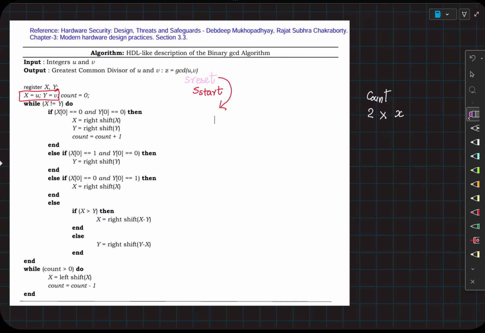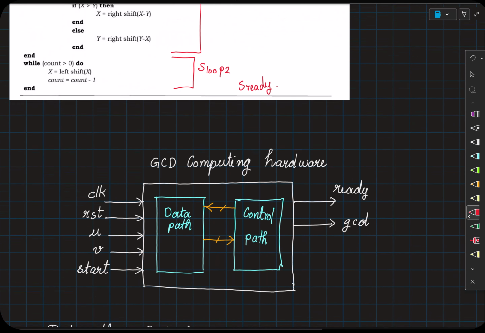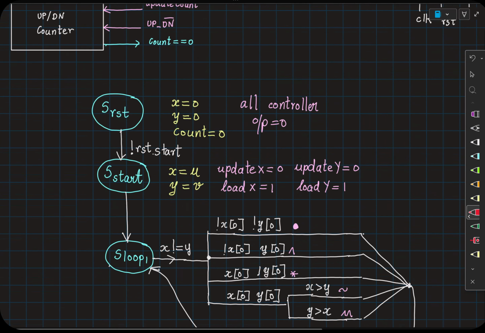So then let's say we have the reset state, and after that we said we will call this whole loop our loop 1. So S loop 1. Then this whole thing as our S loop 2. And if your result is ready, we are going to move to another state called S ready. Okay. Now let us start constructing the finite state machine for the same.